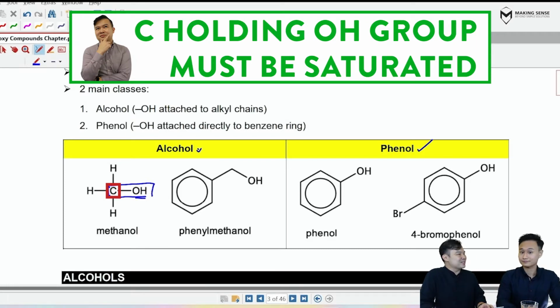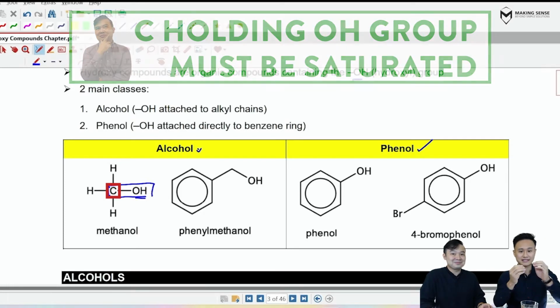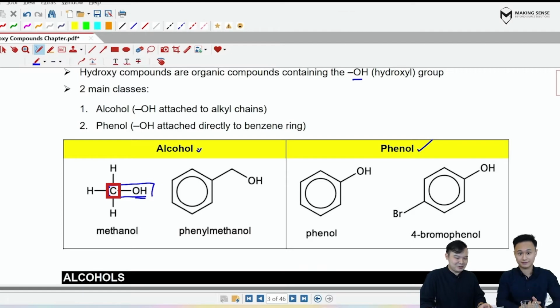So, Mr. Tim, can you share with me what's a saturated carbon? Well, saturated carbon means they're all single bonds around it, no double bonds. That's right. So if you take a look at this OH, it is attached to this carbon without any multiple bonds there, right? Now, for phenol, it is just having an OH directly bonded to a benzene, and this we are not going to focus on today's lesson. Later on in the chapter, we'll talk about that.